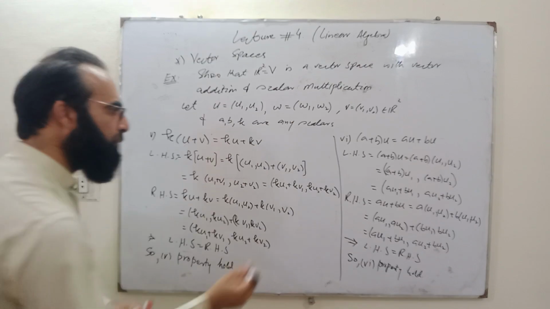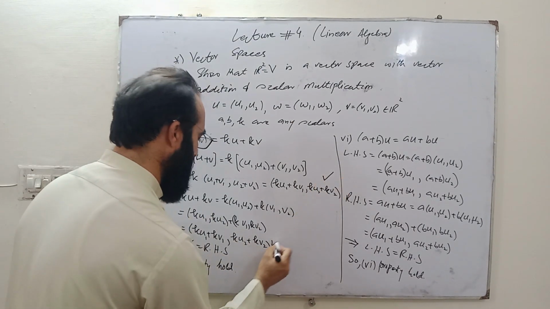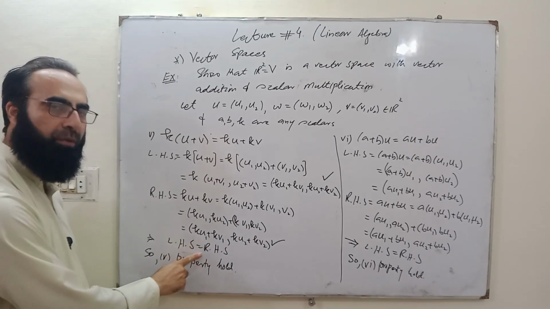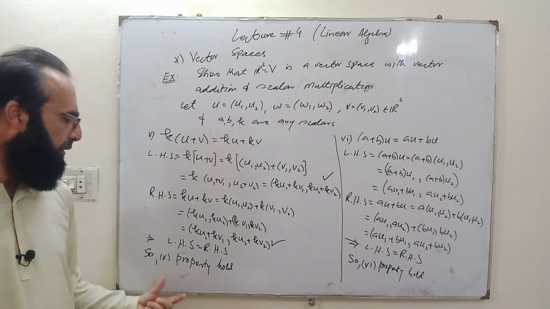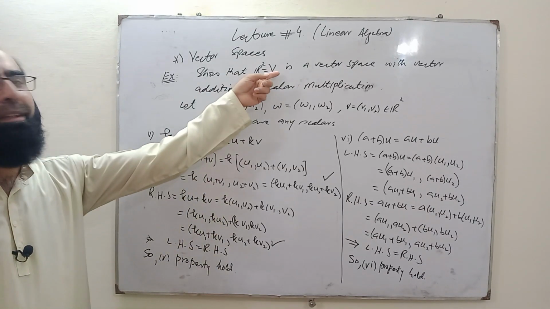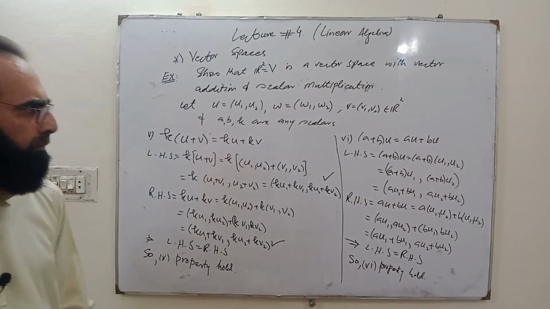Now compare these two results. So both are same. This shows that left hand side is equal to right hand side. So this property holds in this set V.